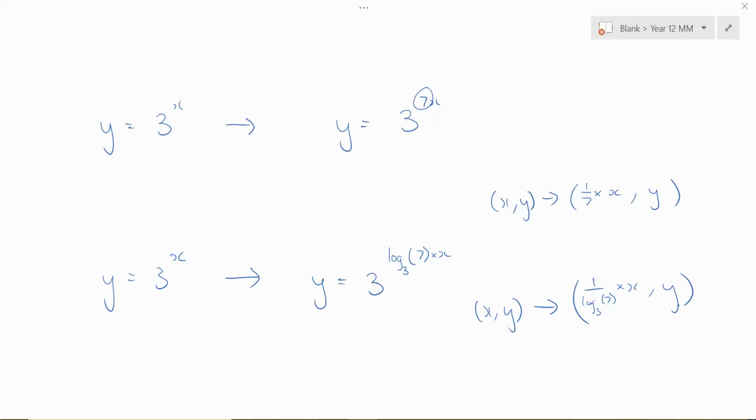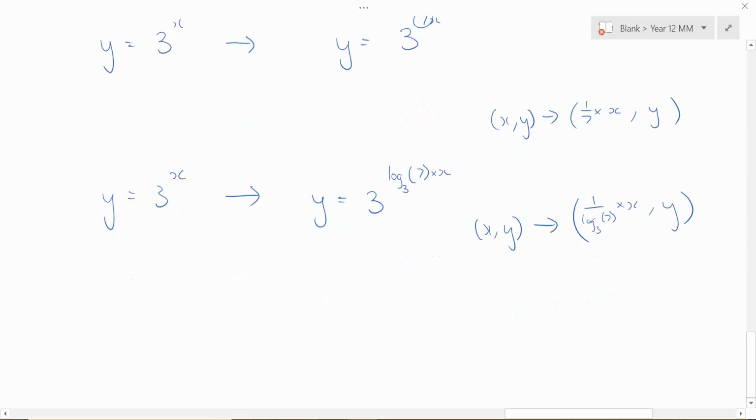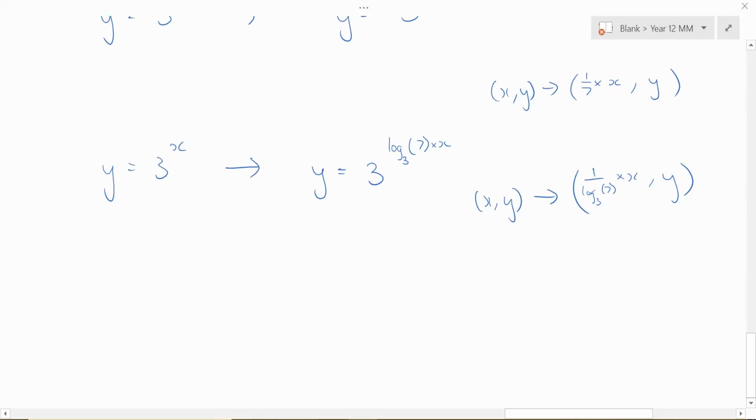So this number is the dilation factor. It's 1 over log 3 of 7, whatever that is. The nice thing about this is I know the log 3's have a potential to cancel out. But you can't cancel it out unless you bring the x up. That's what we've always been doing. We can't cancel out if you have an x at the front or a number at the front. And so in our case before, what we wanted was (x, y) becoming (1 over log 3 of e times x, y).